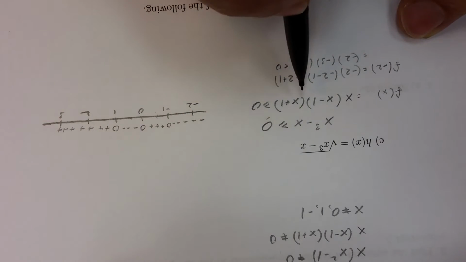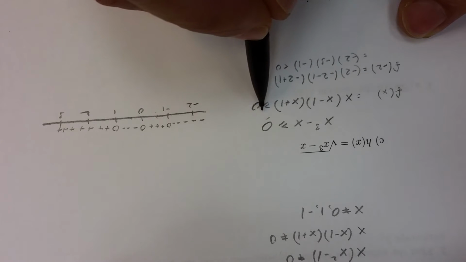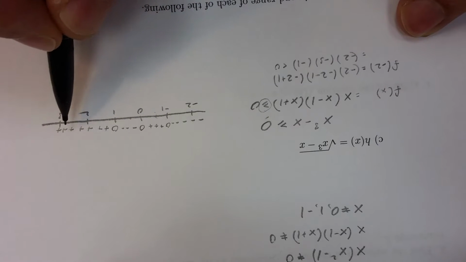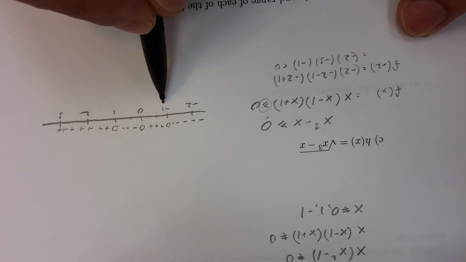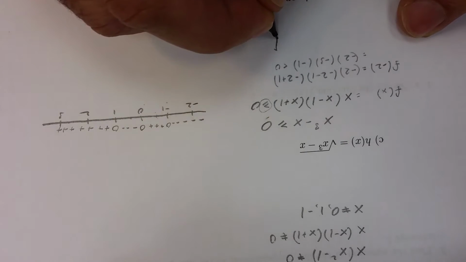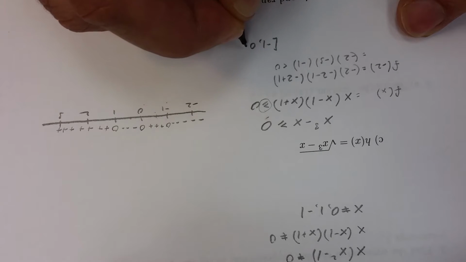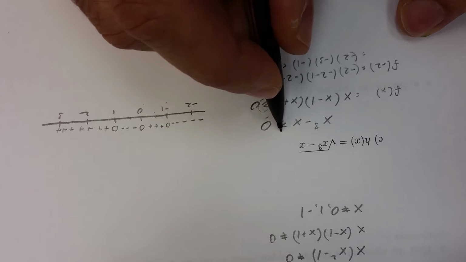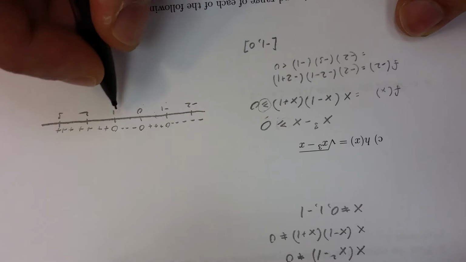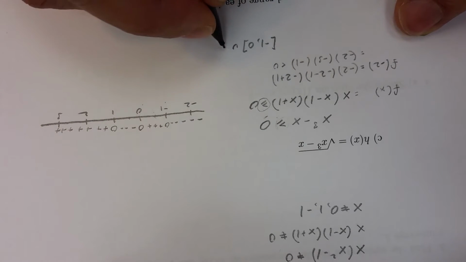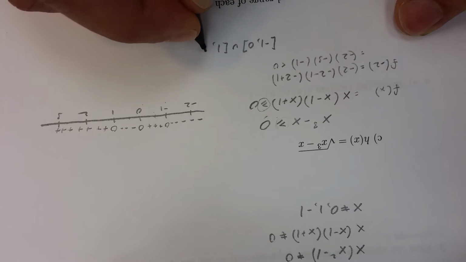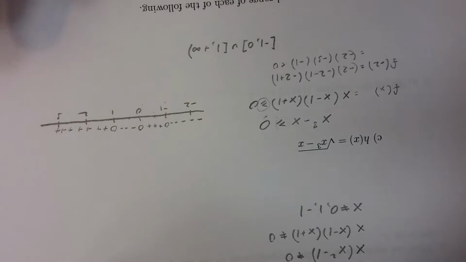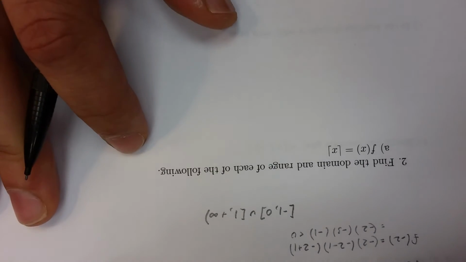And so we're looking to see where this thing is greater than or equal to 0. So we're looking for the plus signs and the zeros. We can see plus signs and zeros between -1 and 0. We include the -1 and we include the 0 because this says greater than or equal to 0, and also everything to the right of 1. And there we go. Let's take a look at question number 2.